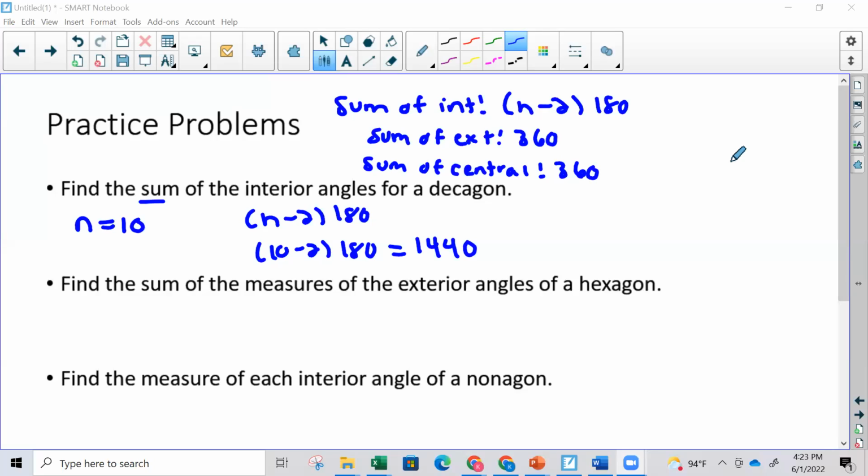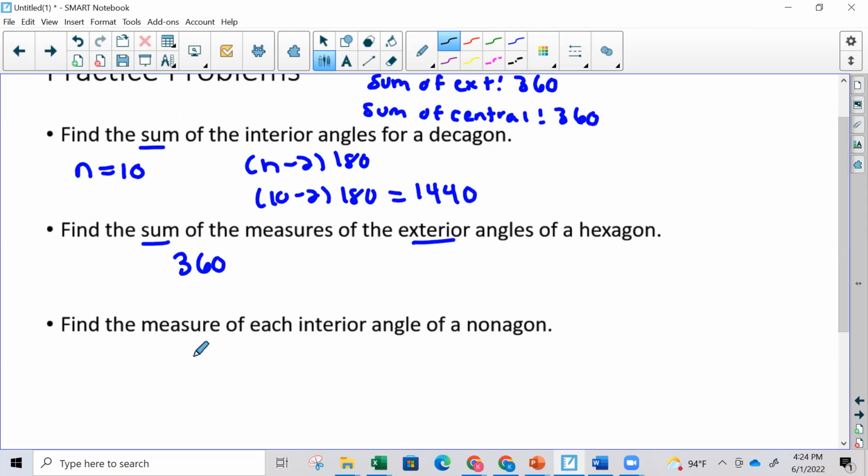The second one, find the sum of the measures of the exterior angles of a hexagon. For exterior angles, the number of sides does not matter. It is always 360 if they're asking for the sum of the exterior. And then the last one says find the measure of each interior angle of a nonagon.